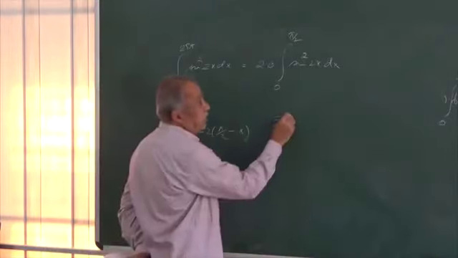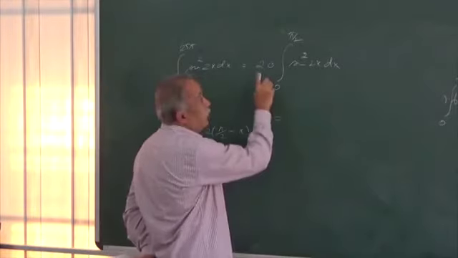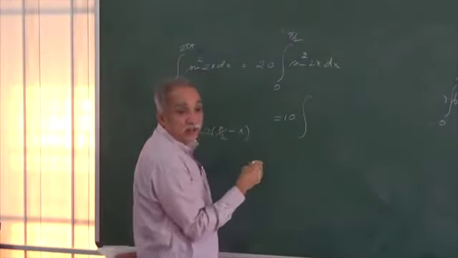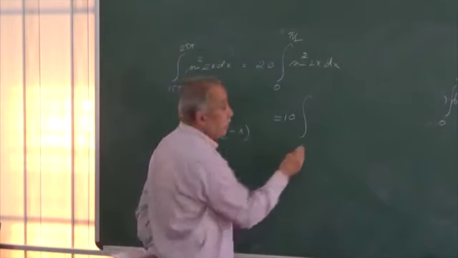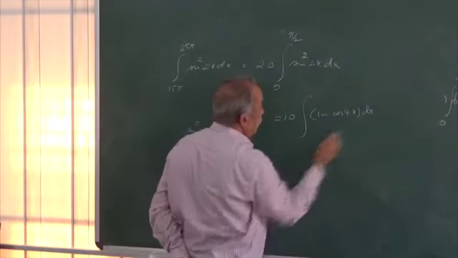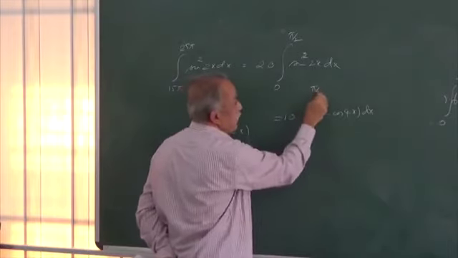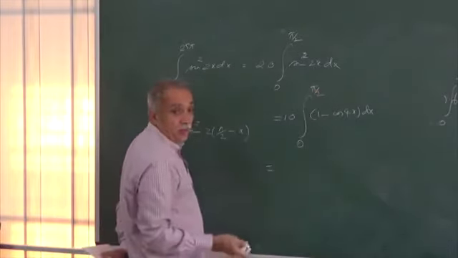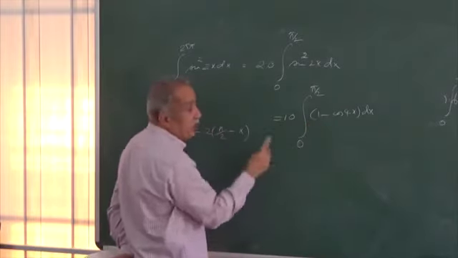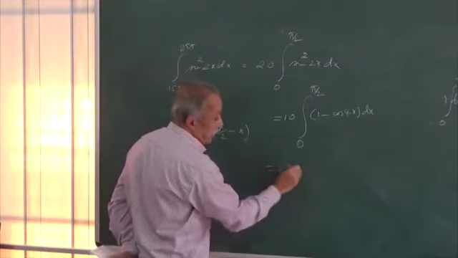How to integrate? Take 10 inside. Write the 2 sin square 2x inside as 1 minus cos 4x. Get it integrated between the limits 0, pi by 2. First term of the integral will be 10 into integral 1 dx, 10 into pi by 2, 5 pi.